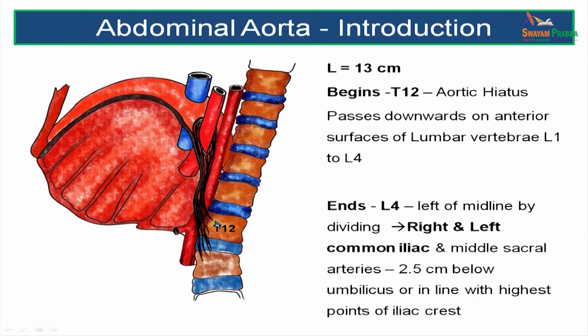You can see here, at the level of the T12 vertebra, it enters the abdomen by piercing the diaphragm at the aortic hiatus, and it proceeds downwards till the level of the fourth lumbar vertebra. It ends at L4 by dividing into the right and left common iliac arteries.